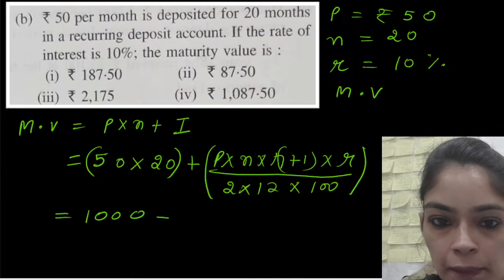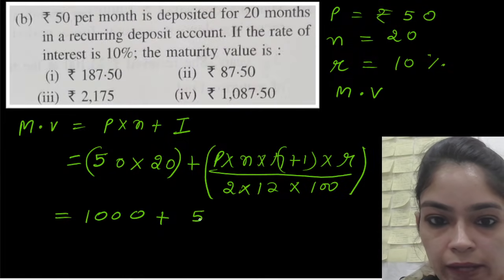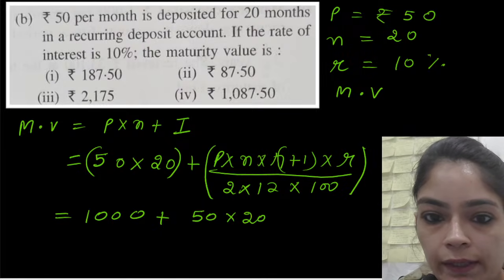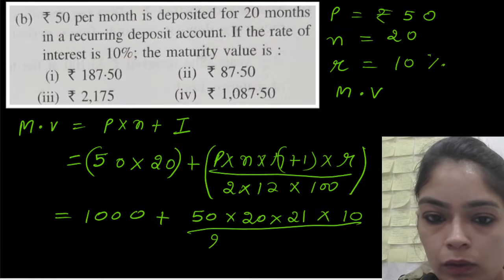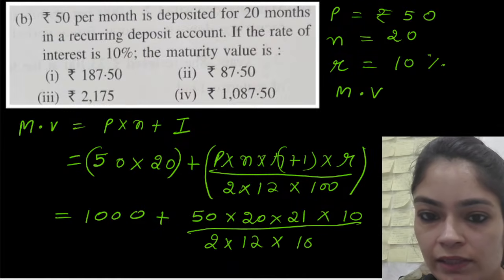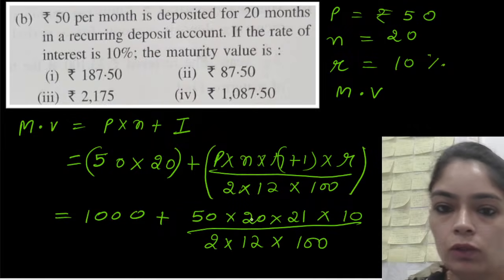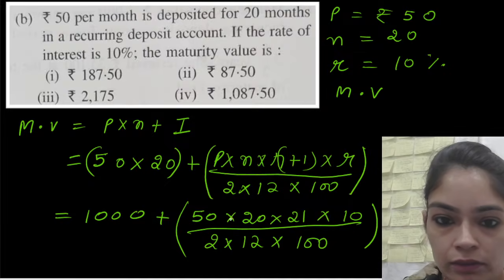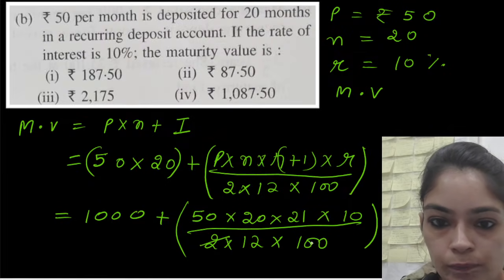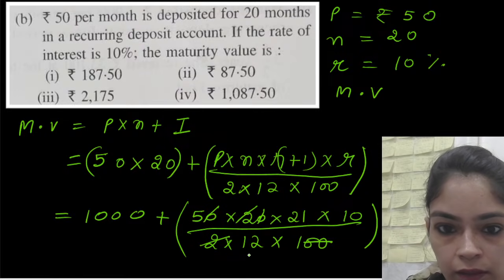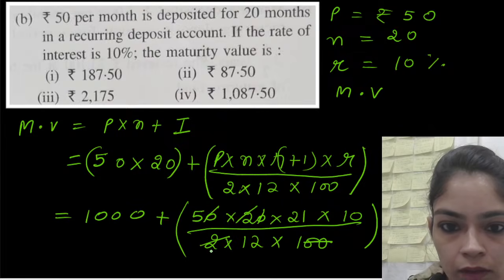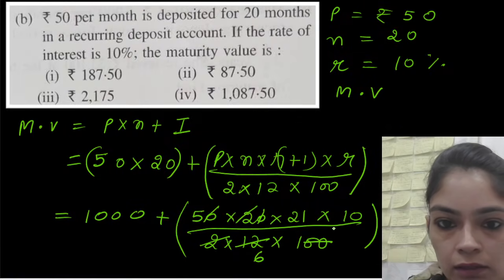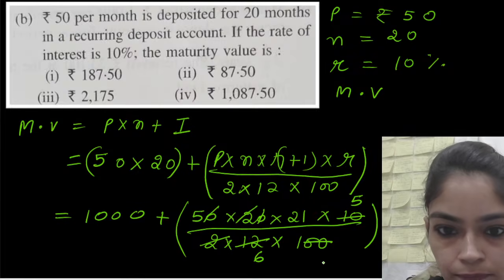So this is 1000 plus. So here I'll substitute 550 into. This is 20 into n plus 1 is 21. R is here 10 by 2 into 12 into 100. See, do cancellation as much as possible. Don't do multiplications. Okay, so here this side I am just doing the cancellations. So these two zeros we can cancel here. 2 and 2 will get cancelled. Then anything else, this will be 6 and this will be 5.